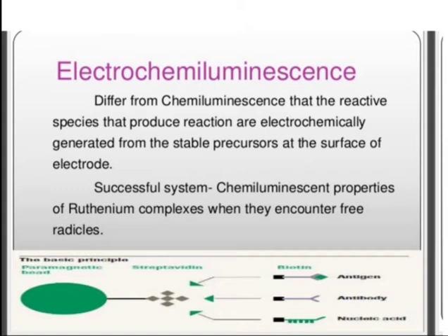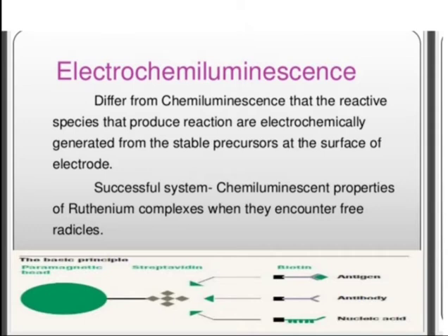Here I have written what is meant by electrochemiluminescence. This differs from chemiluminescence in that the reactive species that produce the reaction are electrochemically generated from stable precursors at the surface of an electrode. That means the reactive species is produced electrochemically from the stable precursors on the surface of an electrode, and this is slightly different from chemiluminescence.